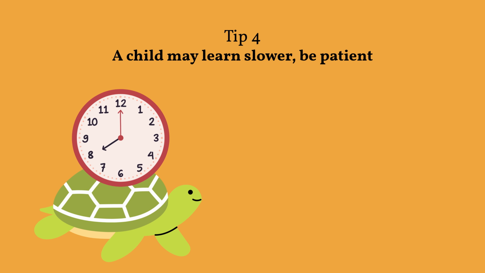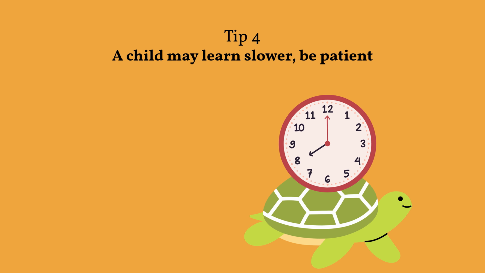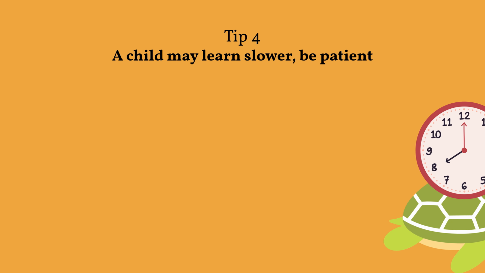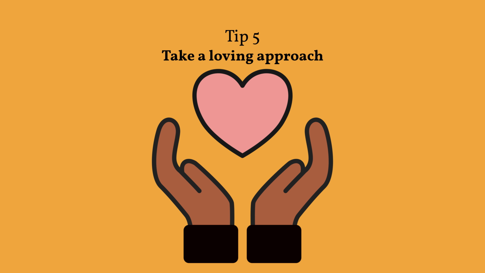Tip 4. A child may learn slower. Be patient. Development happens in small steps. Focus on growth, not shortages. Tip 5. Try to take a loving approach. This provides a safe environment for the child and more opportunities for the child to grow and learn.